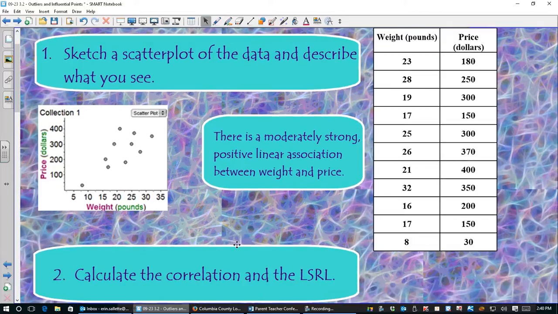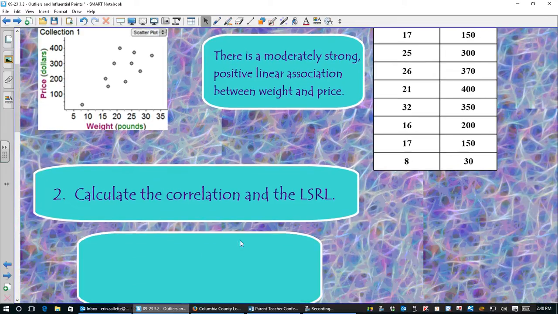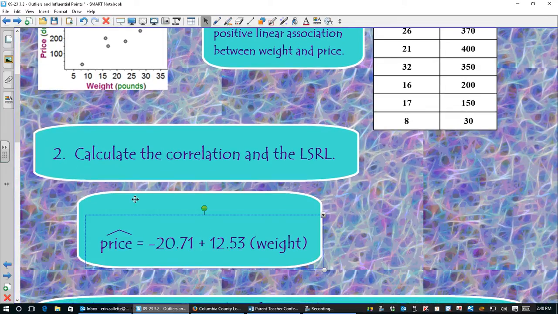So we're going to calculate the correlation and the least squares regression line. Okay. Our least squares regression line is our y hat, which is the expected price, equals negative 20.71 plus 12.53 times the weight, which is your X. And we have a moderately strong R of 0.74.